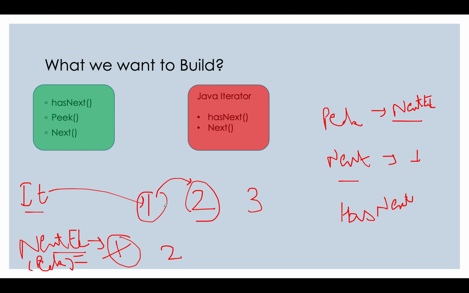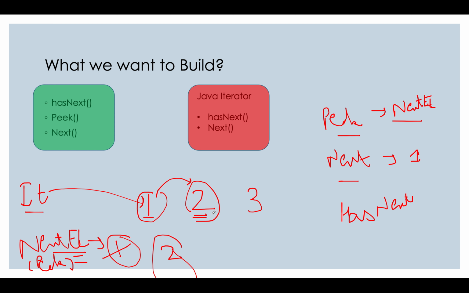I have actually moved to the next element, iterated to the next element, and I have returned the value that was previously cached as next element. So 1 was previously cached, I returned 1 from it, and in reality I moved to the next element and stored that value in the peek variable. So peek becomes 2.